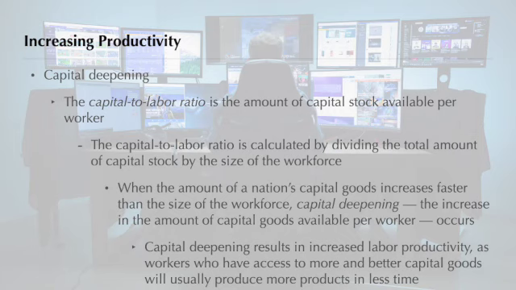Another measure of productivity is the capital to labor ratio, or the amount of capital stock available per worker. This ratio is calculated by dividing the total amount of capital stock by the size of the workforce. When the amount of a nation's capital goods increases faster than the size of that nation's workforce, capital deepening, an increase in the amount of capital goods available per worker, results. Workers who have access to more and better capital goods, machines, tools, equipment, and work facilities, usually will produce more in less time. Thus, capital deepening results in increased labor productivity.